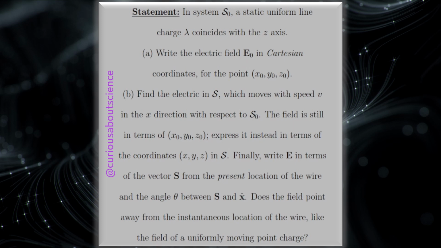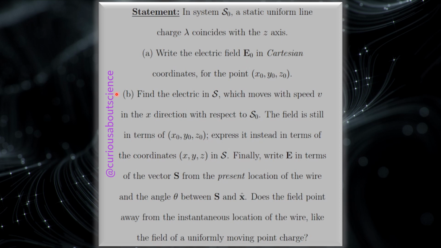So the statement reads: in system S0, a static uniform line charge lambda coincides with the z-axis. Part A. Write the electric field E0 in Cartesian coordinates for the point x0, y0, z0. Part B. Find the electric field in S, which moves with speed v in the x direction with respect to S0. The field is still in terms of x0, y0, z0. Express it instead in terms of the coordinates x, y, z in S.